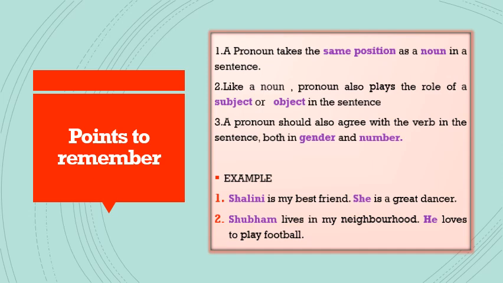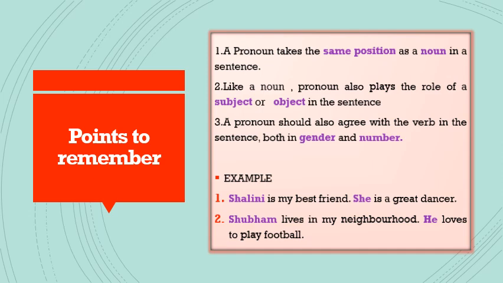A pronoun should also agree with the verb in the sentence, both in gender and number. This we'll see in the example below. Now over here we have Shalini. Shalini is the name of a girl. So Shalini is my best friend. She is a great dancer. So we have used she because we are talking about a girl over here.